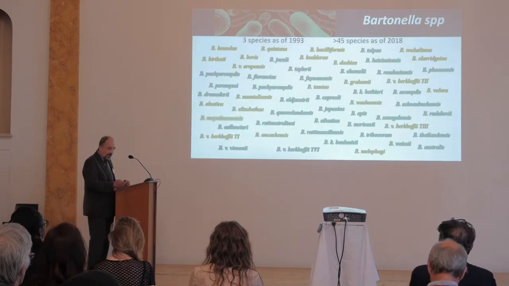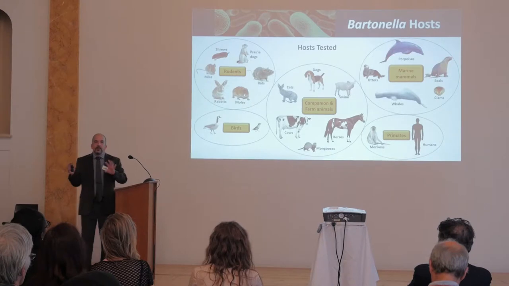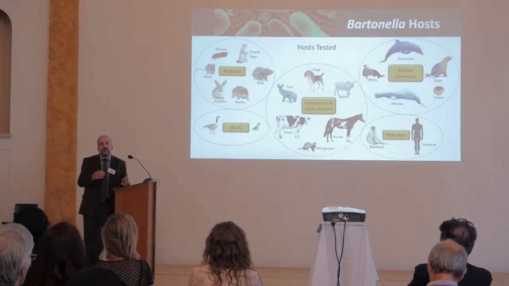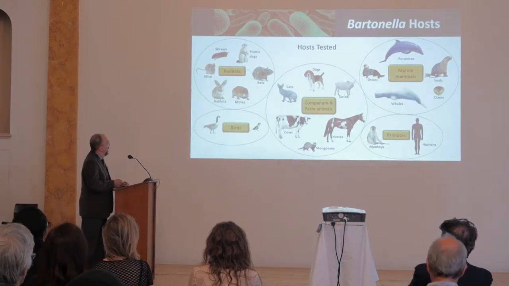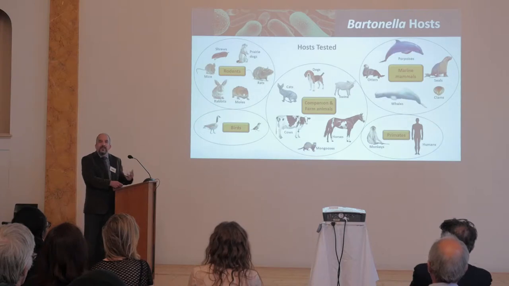The ones in red are the ones that are associated with human diseases. So you choose the one you want. And on top of that, we have a plethora of different reservoir hosts, as the ones depicted here. We have typical groups. These are the ones in which I was at least able to test and find some different Bartonella species, but at least typical reservoirs.